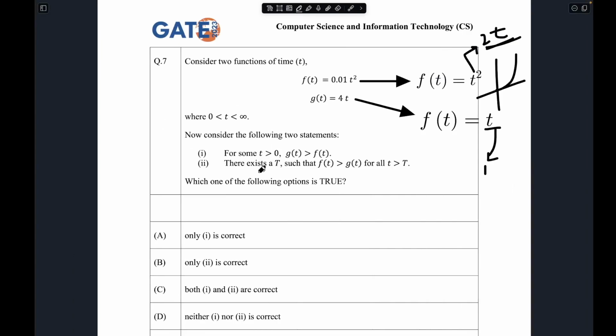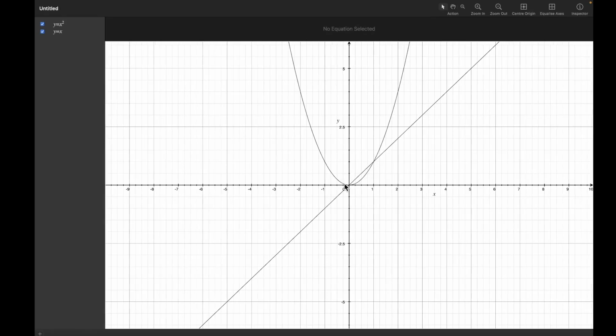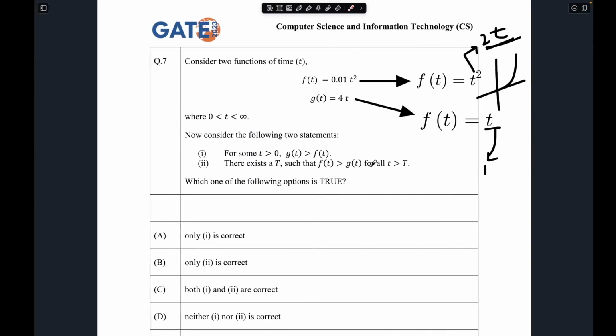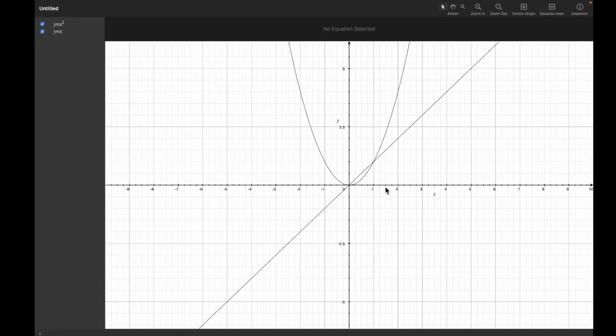Now I think that I've explained the whole thing in a very good manner. Now let's attack the statements that were presented to us, right? The first statement says that at some t greater than 0, g of t is greater than f of t, right? So the linear graph is going to be greater than f of t for a short region at the starting, right? So this statement is true. As we have seen, this is greater than the curved part for this particular region.